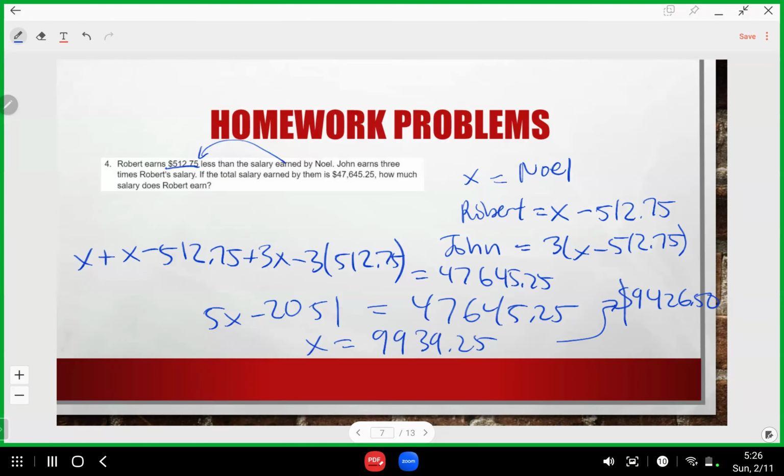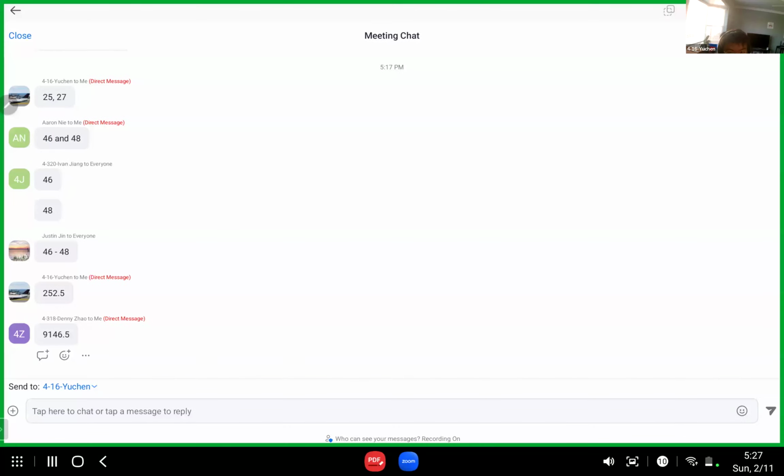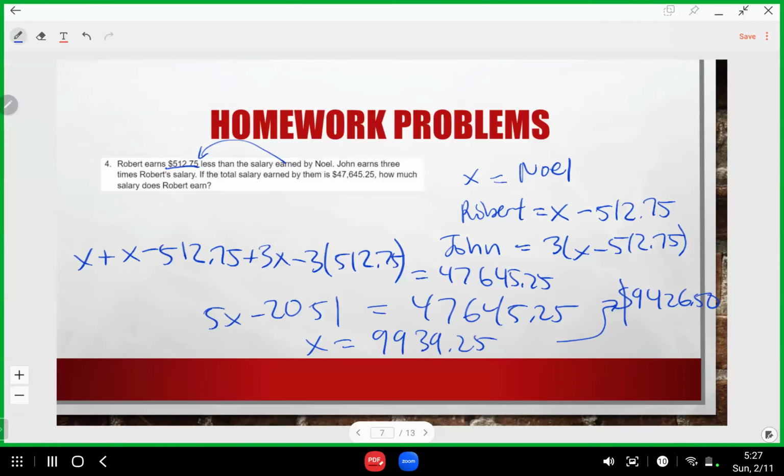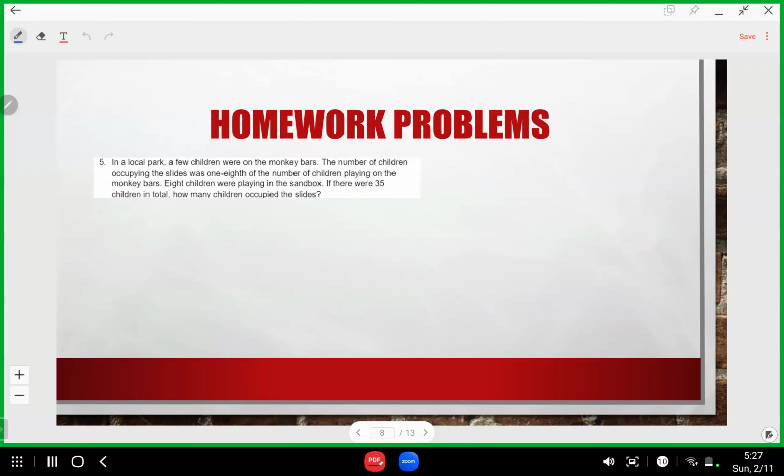So do you understand how, yeah, so Denny, you got it correct. Very good job. So you understand how you have to set up these variables now, right? X isn't always the answer, or doesn't really define the problem all the time. It is just something that you can base off of that makes it easier to create this equation, right? So now let's go to number 5.